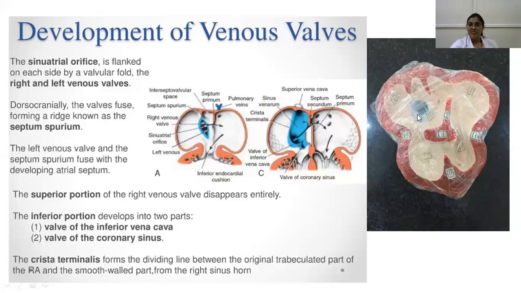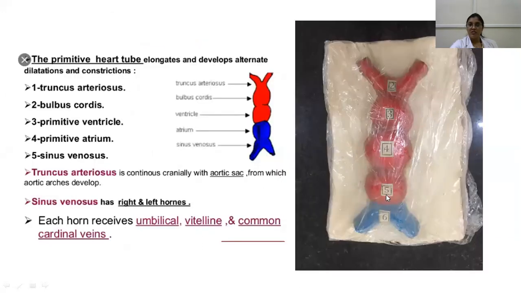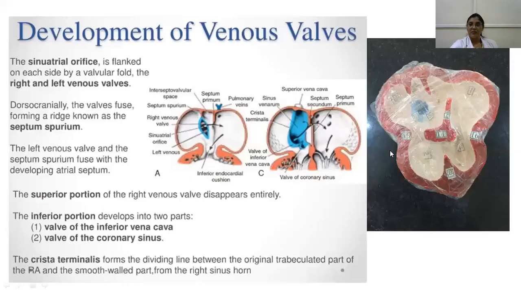This is a sinoatrial opening, where this one opens into this. Okay, so this moves a bit towards the right side, so into the right atrium. So all your venous blood is going to your right side, the right atrium. So here, this comes here.